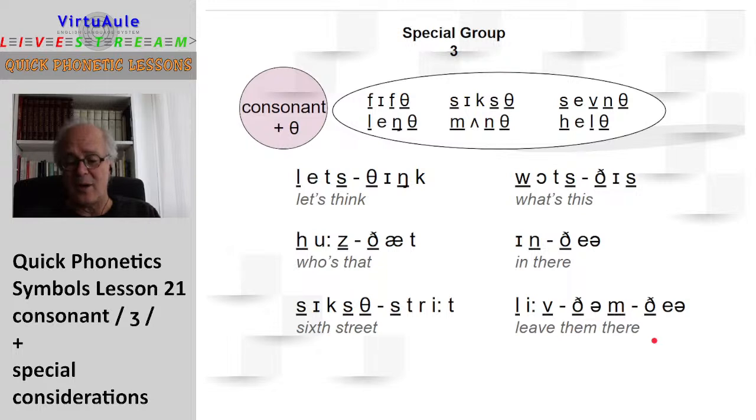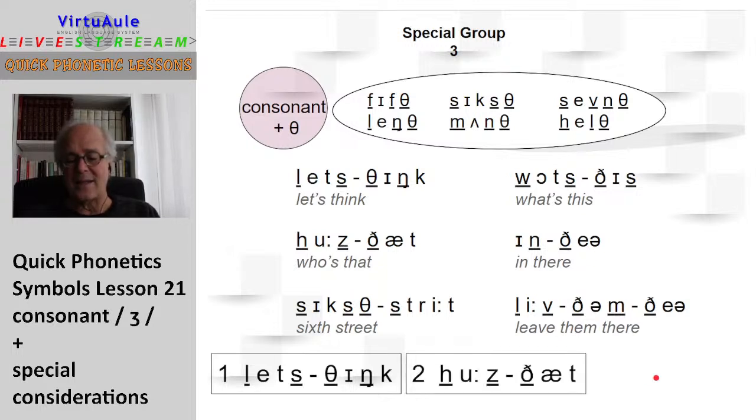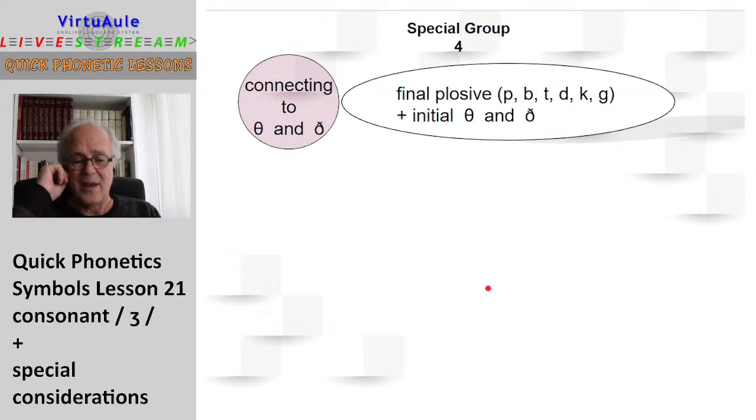I have a few combinations. Okay, let's try. Now your turn. Try this one. Let's think. And this one. Who's that? And this one. In there.